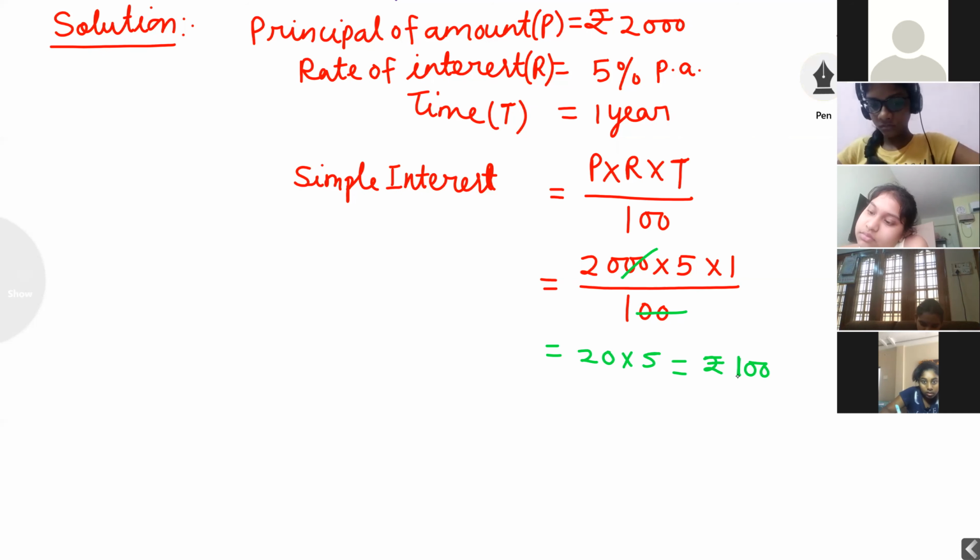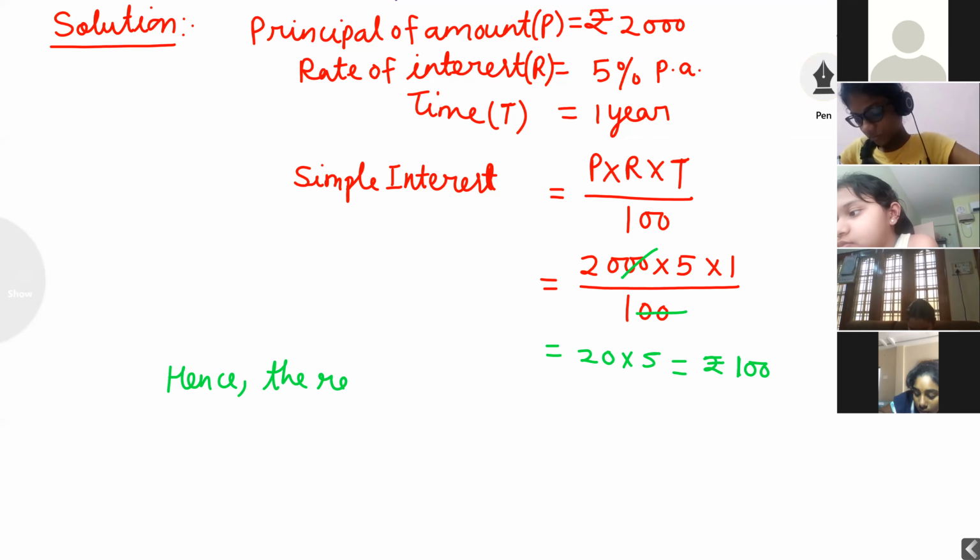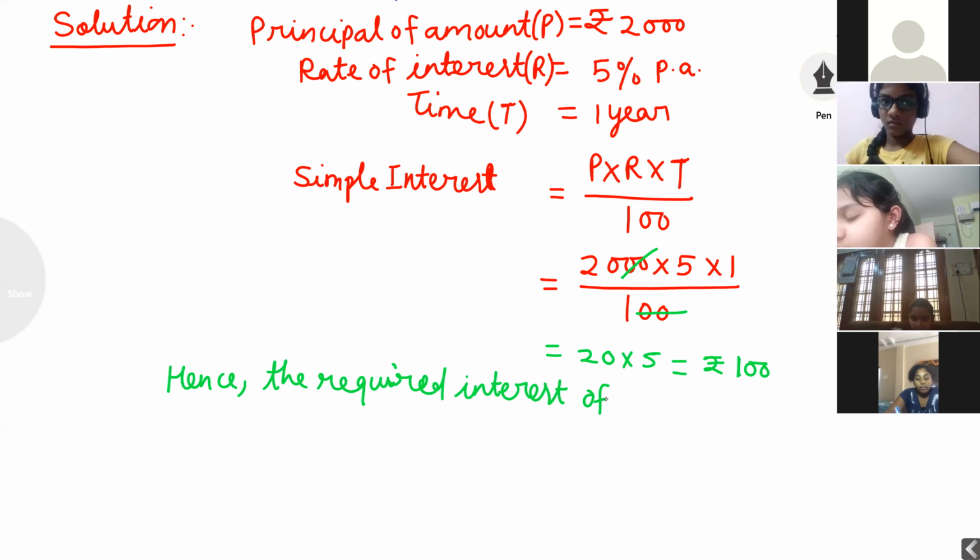Hence, the required interest of the given principal is ₹100.